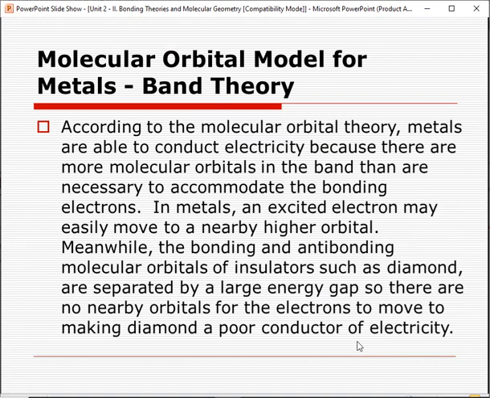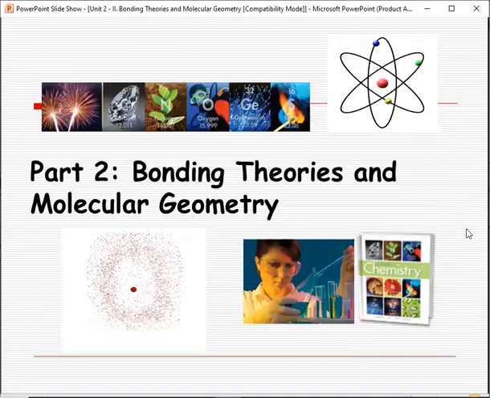According to the molecular orbital theory, metals are able to conduct electricity because there are molecular orbitals in the bond that are necessary to accommodate the bonding electrons. So in metals, an excited electron may easily move to a nearby higher orbital. Meanwhile, the bonding and the anti-bonding molecular orbitals of insulators such as diamond are separated by a large energy gap, so there are no nearby orbitals for the electrons to move to making diamond a poor conductor of electricity.